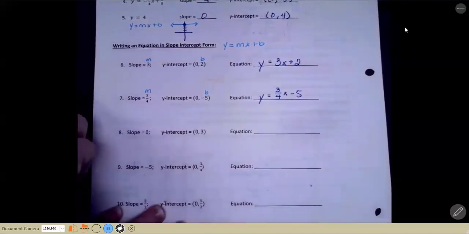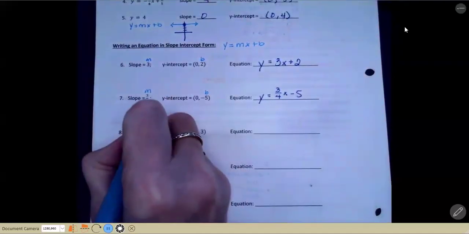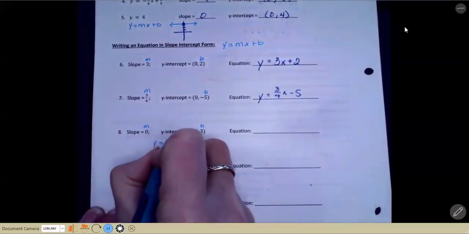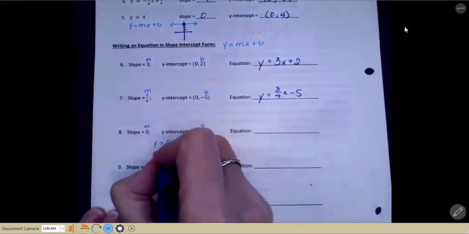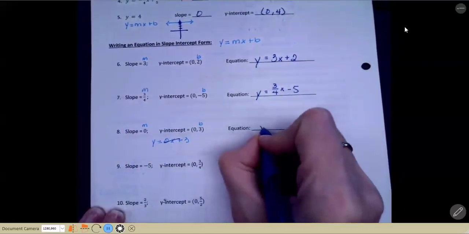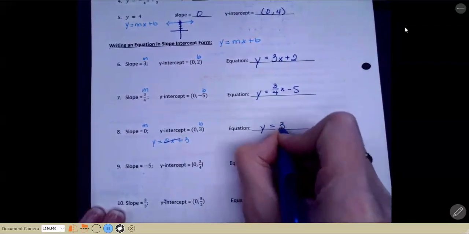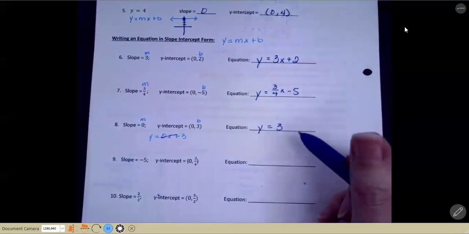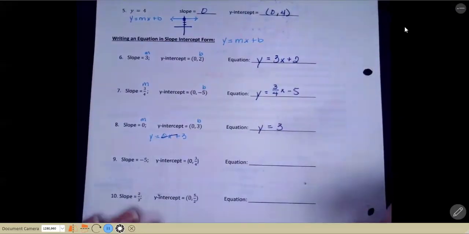Okay. On number 8, the slope is 0 and the y-intercept is 3. So if our slope is 0, we basically have y equals 0x plus 3. Well, we don't need this 0 right here. So we would just have y equals 3, which again is similar to what the graph on the front side, where you would have a horizontal line with a slope of 0, which is what this is.